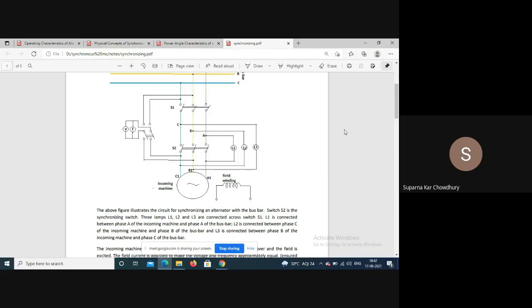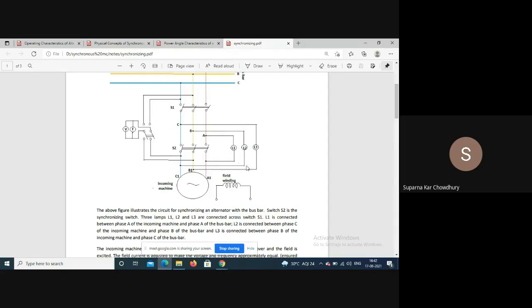But in that case, it is very difficult to ascertain the particular point at which the switch has to be closed, because with the tungsten lamp, it will become dark even if the voltage is slightly less than say 15-16 volts. So even if that small voltage is available across the switch, it is not indicated by the lamp. So we cannot find the exact point of closing the synchronizing switch.